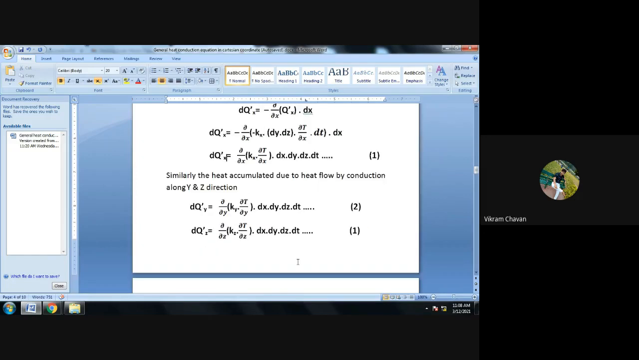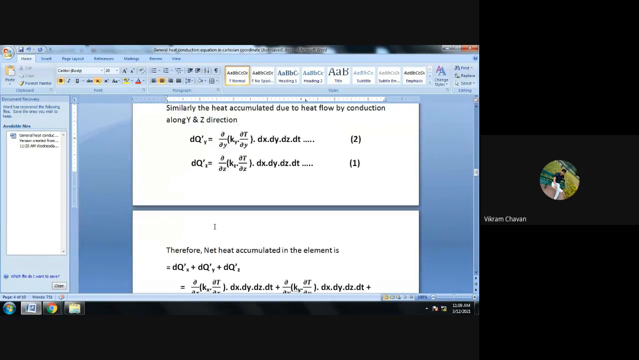Okay, in a similar fashion, in the z direction, dQ' suffix z is equal to the differential of k suffix z multiplied by ∂T/∂z with respect to z, multiplied by dx, dy, dz and dt. We will get these three equations. The addition of these three equations will provide you the net heat accumulated in the element in all directions.